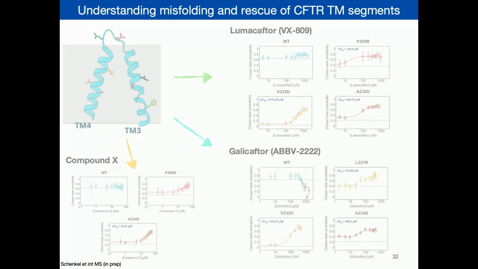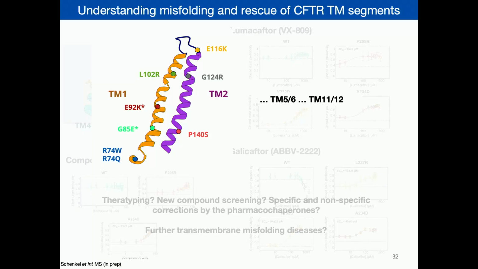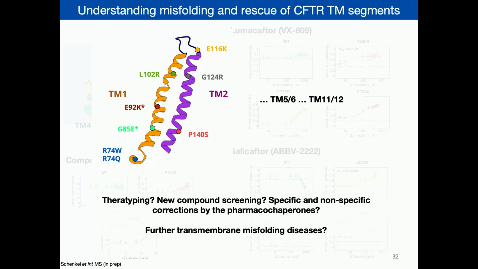So with that, we have, of course, now the possibility to generate larger libraries of more patient-derived mutations of all kinds of transmembrane helices in this case, and find out what is the mode of action of these small molecules. We can think of serotyping. We can screen new compounds, specific and non-specific corrections of pharmacochaperones. And of course, this is something that can be expanded to many other misfolding diseases of transmembrane proteins, for instance.